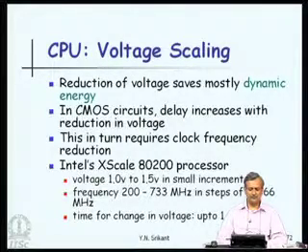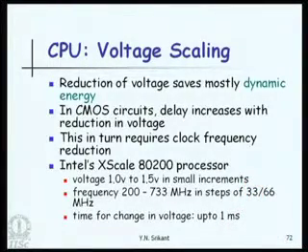For example, inside the Intel Xscale 80200 processor, voltage can be changed from 1.0 to 1.5 volts in small increments. Automatically, the frequency will also change between 200 and 733 megahertz. In other words, the highest frequency may be 733 and the lowest frequency would be 200, in steps of 33 or 66 megahertz. So, if we increase the voltage, frequency increases. If we reduce the voltage, frequency also reduces.